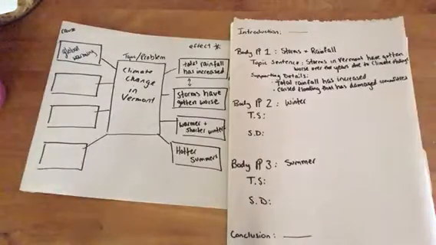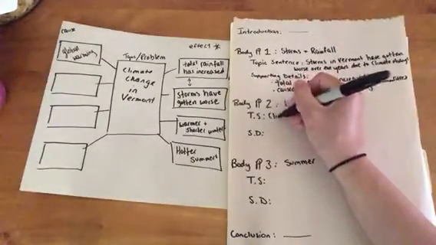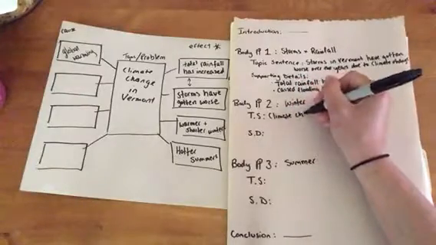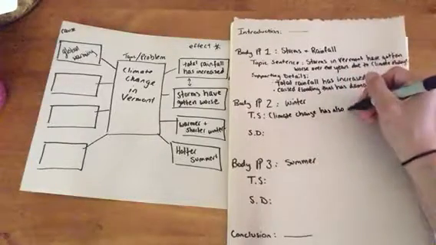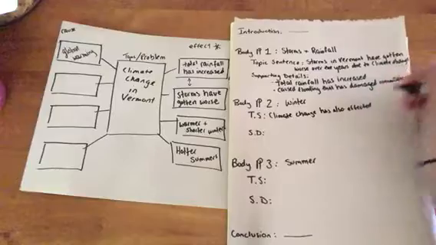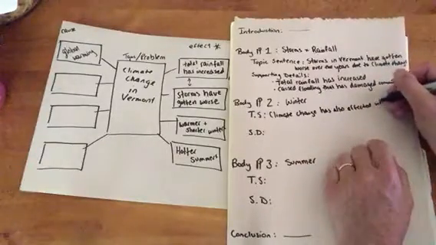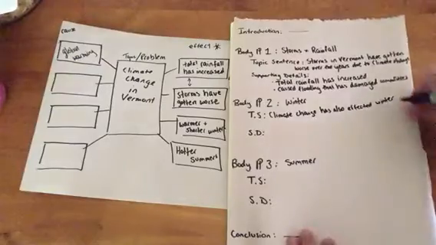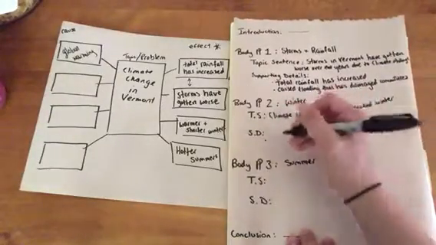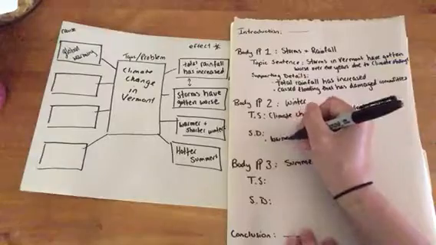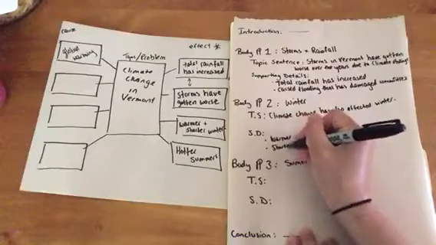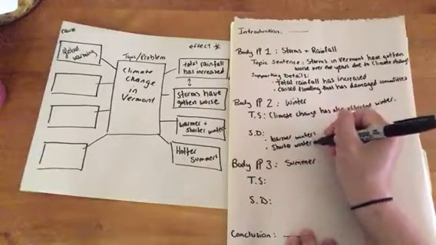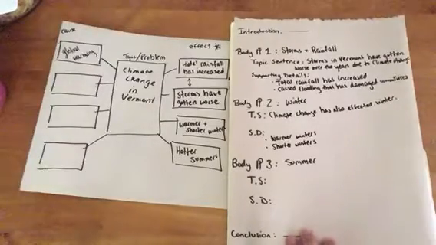The second thing, I have winter, and what I'm going to talk about here is climate change has also affected winter. So my supporting details are warmer winters and shorter winters. And what does this do? What is the problem with this?